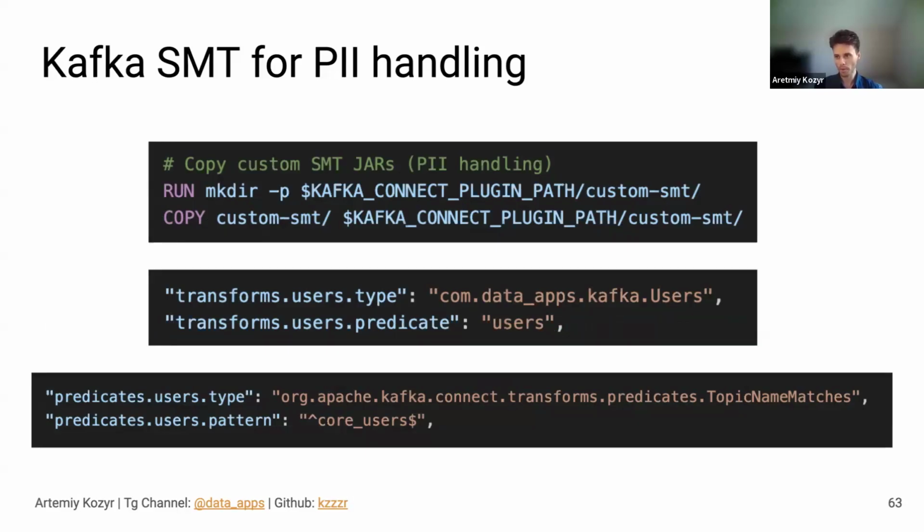You add it to your Kafka Connect cluster. You then use it as a property with a Kafka sink connector. So there's a transform which originates from this class, Kafka users, and please use it with the predicate users. So we apply it to specific topics, just core user topics. Pretty simple, but a very efficient and elegant solution to this task.